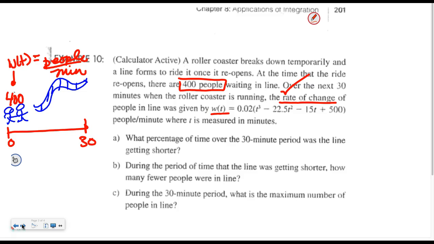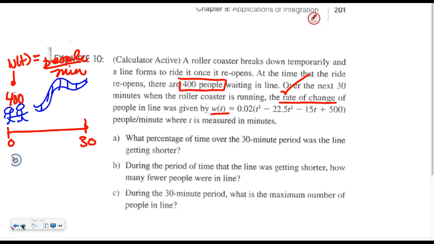So let me ask you a couple questions. If W of T is negative in this scenario, what does that mean? W of T negative means what's happening at that ride. The line is getting shorter. Okay, just have a concept of that. W of T being positive means what's happening. The line is getting longer, right? And W of T equaling 0 means as one person's walking up to the line, what's happening? One person's getting on the ride. So just to get your brain wrapped around it.